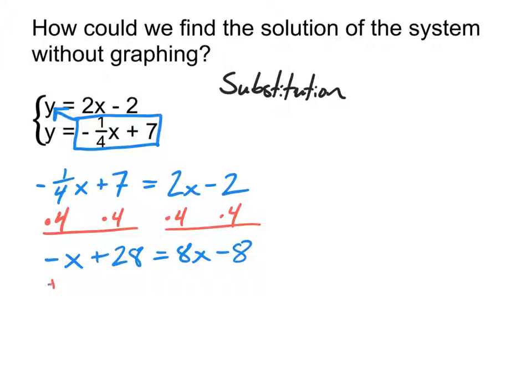Now for me, I always like to move my x's first. That's just kind of a habit I've gotten into. And I like to keep my x terms positive, so I chose to add the x to both sides first. You don't have to do that first. There are other orders you can do that in, but it's what I chose to do. And then once I did that, I had to add the 8 to both sides.